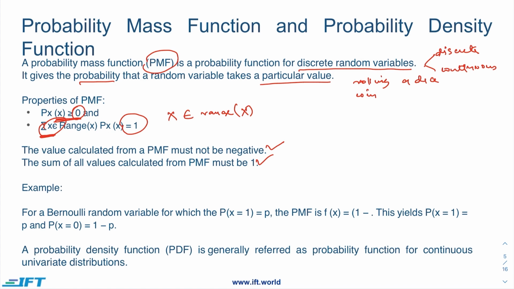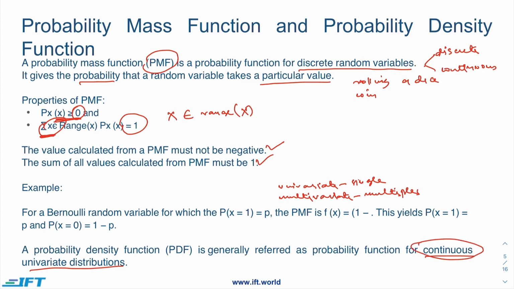Now on the other hand, if we are calculating the probability function for a continuous univariate distribution, we have two sorts of distribution, univariate and multivariate. This is something that we will discuss later. But univariate is where there is only one factor involved, and in multivariate there are multiple probabilities or multiple events involved. So a probability density function is a function which refers to the continuous univariate distribution. So the probability mass function is for discrete and the probability density function is for continuous random variables.